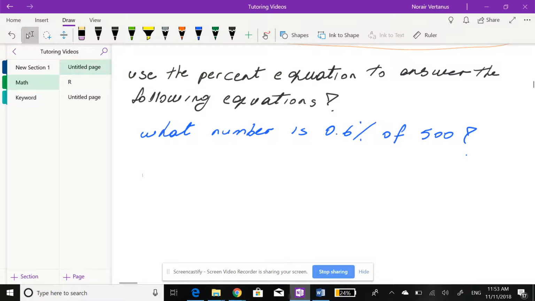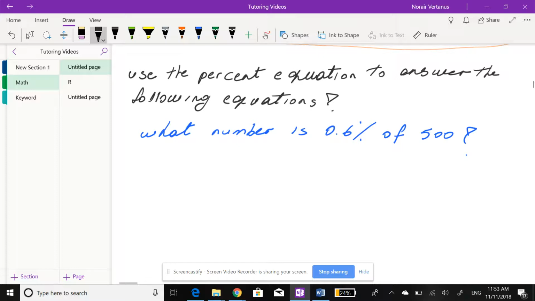Here's the question. It asks you to use the percent equation to answer the following questions, but I'm going to do it both ways. I'm going to show you how to set up the equation and solve it, and at the same time how to do part to whole. So number 1, how to set up the equation.